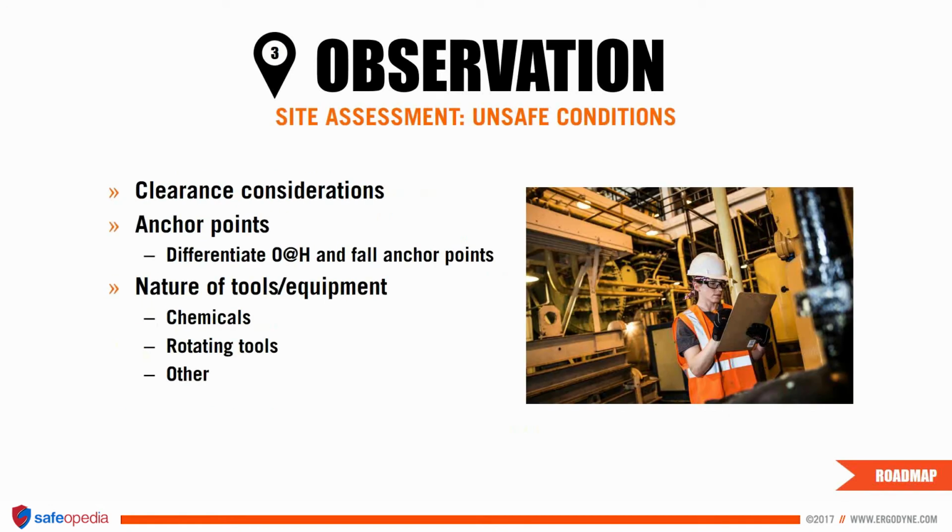Mentioned this briefly already. Are there unsafe conditions where you might have some work going on a second level that may impact the first level, even if tool tethering is being practiced? And then are there other things at play, other hazards that might come into play if you implement a tethering program? For example, rotating equipment. Are there harsh chemicals being used that could affect the equipment that you're using on the job site as well?